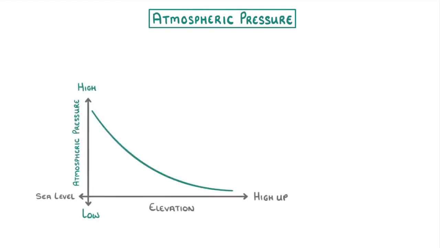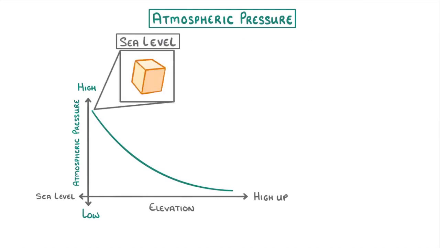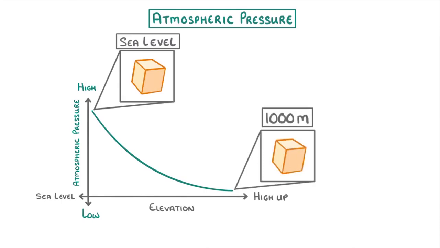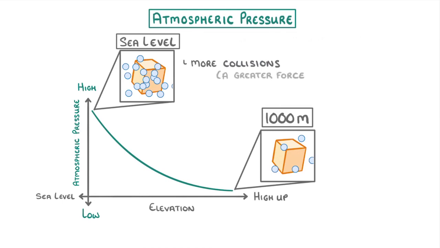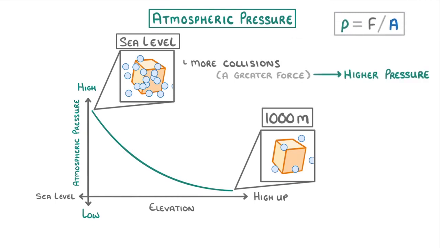We can see this if we plot a graph of atmospheric pressure against elevation above sea level. If we compare an object at sea level to the same object at 1,000 meters up in the air, then there's going to be a lot more air particles around the object which is at sea level. And this means that there'll be a lot more collisions with the surface of this sea level object than there would be with the object which is really high up. And if there's more collisions, there's also going to be a greater force overall, which if we look at our pressure equation, we can tell will create a higher pressure, because a bigger force means a bigger pressure.